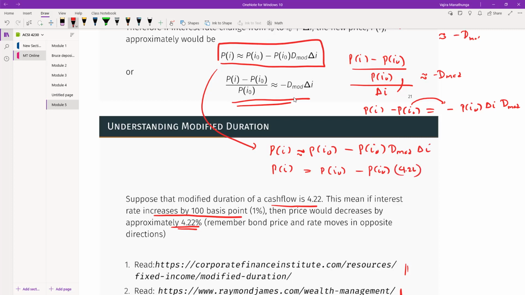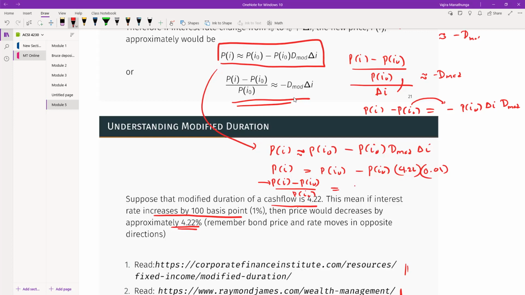And the rate increased by 100 basis points, so 1%. Delta is 1%, so 0.01. Then the price would decrease by 4.22. So you can see how much the price decreases. This is new price minus old price over old price.